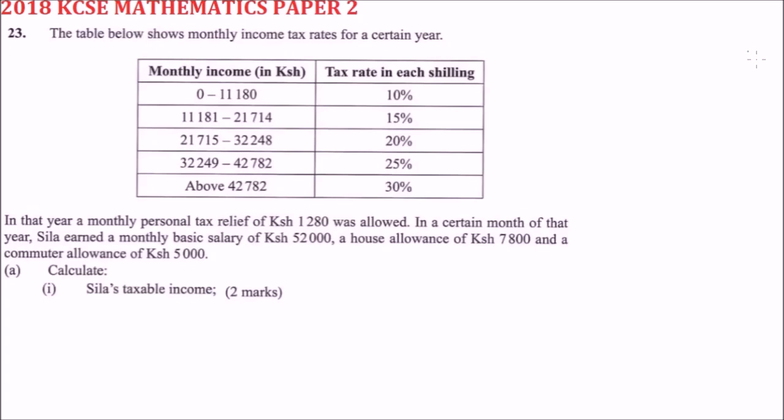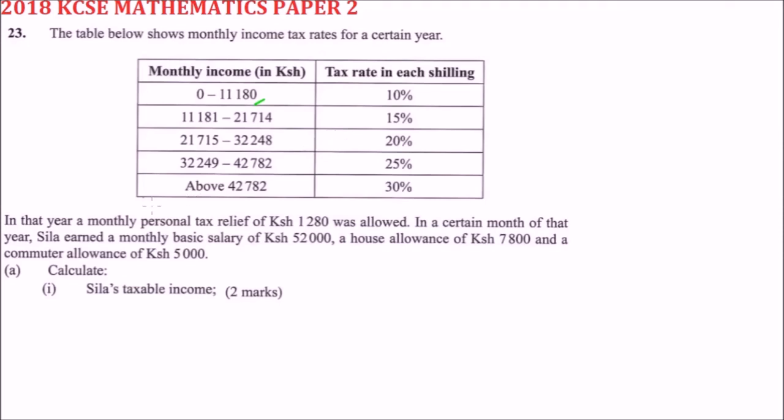So question number 23, we are told the table below shows monthly income tax rate for a certain year. So we have been given the table here. So for the first, from 0 to 11,180, you are taxed at the rate of 10%. This means that you calculate the tax here will be 10% of this amount. Then you move to the second bracket, which is 15%.